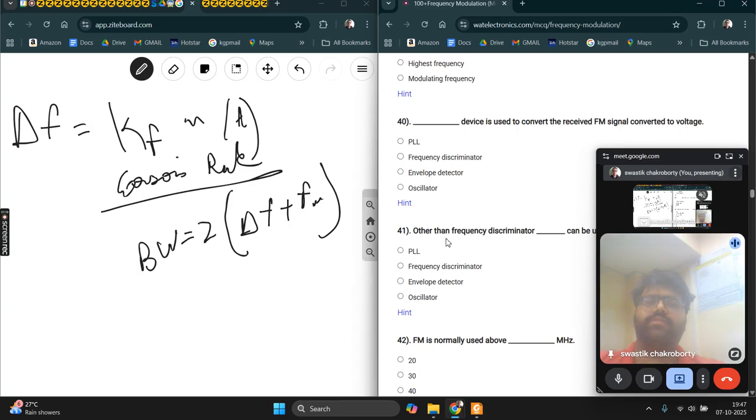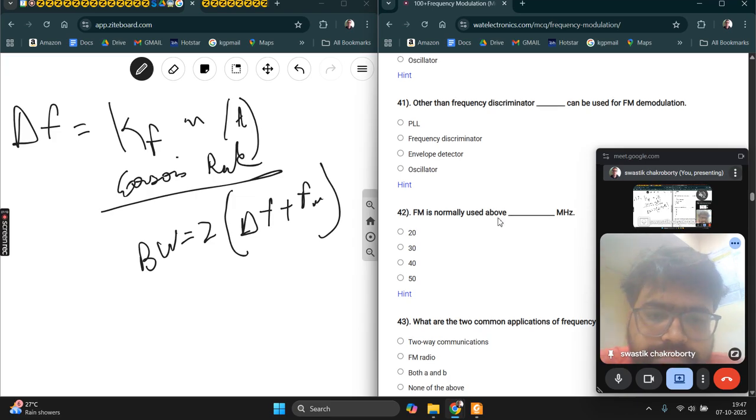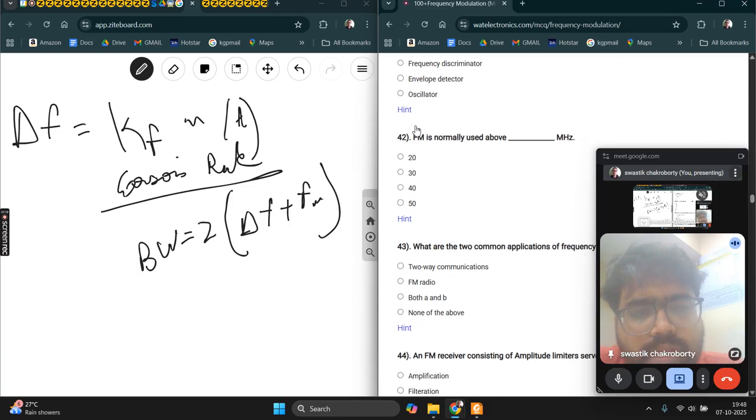What device is used to convert the received FM signal to voltage? So if you have a particular frequency and you want to convert it into a voltage, you need a phase lock loop. And an oscillator does the opposite. It converts a voltage into a particular frequency. Other than a frequency discriminator, a phase lock loop can be used for FM demodulation.